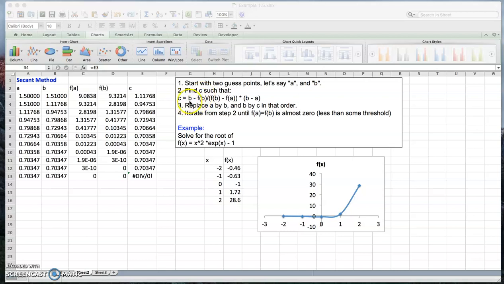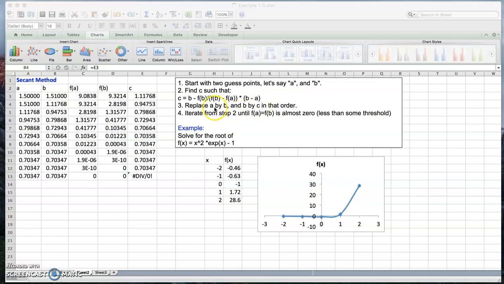Now c is equal to b, which is our second guess, minus f(b) over (f(b) minus f(a)). So this is downstairs, and then this whole fraction is multiplied by (b minus a). So given b and a, I can construct c. Then I replace a by b, and then b by c. First you have to replace a, then you replace b, in that order. The order really matters. If you replace b and then replace a, that messes things up. It has to be a by b first, and then b by c next.